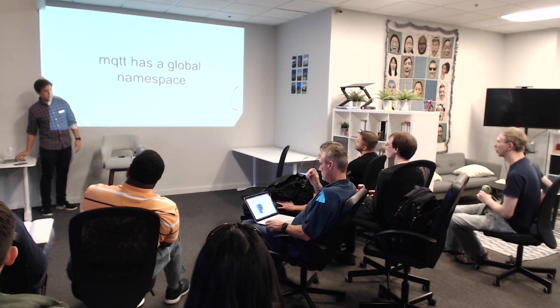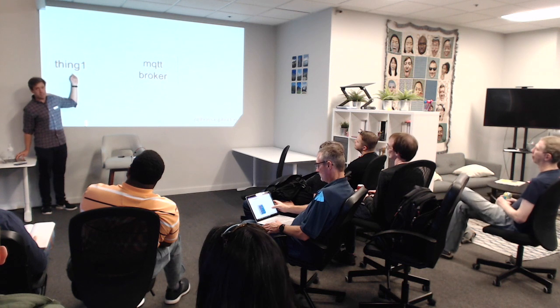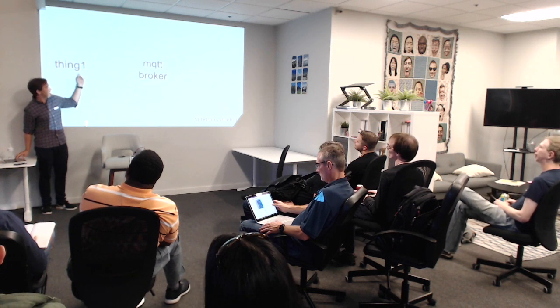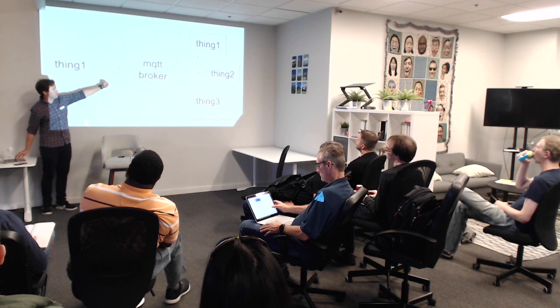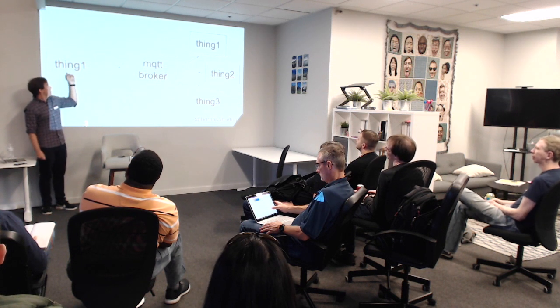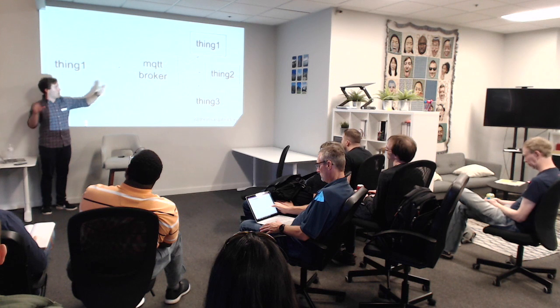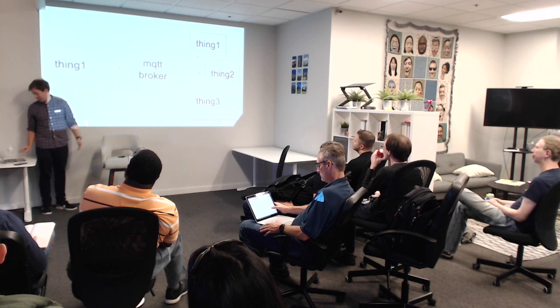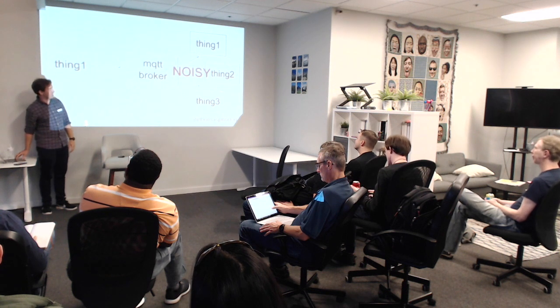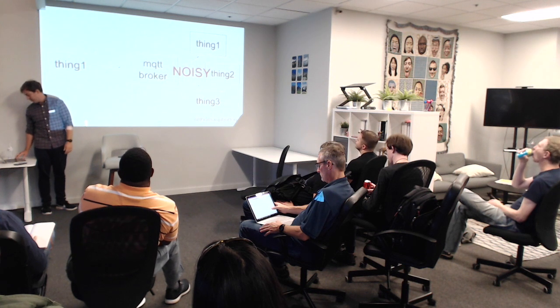MQTT has a global namespace. What this means is that your thing, like that temperature and humidity sensor, sends that information to the broker, then it fans out. So if you imagine a world where you have 5 or 6 humidity sensors in your room, they're all sending stuff to the MQTT broker, and all the things that are subscribed to all these messages are getting all the different messages, and it's just kind of a mess. It's noisy. Okay? You have this huge spider web of connections going on, everything's going around.